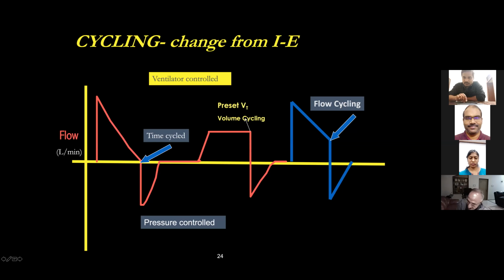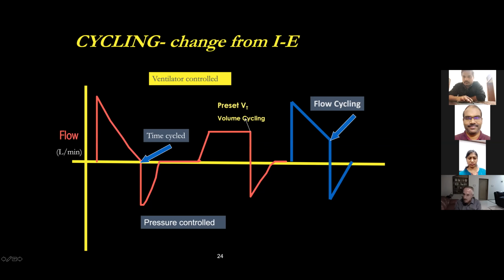If you look at the graphics here, when time cycling is done, the decelerating flow will touch the time line and then the cycling occurs. This is pressure control mode. This is also a decelerating flow, but it is flow cycling. You look at the difference here. It is occurring much above. Can you make out the difference between the first and the third graph? Both are decelerating flows, but the cycling is occurring above the baseline here. This is flow cycling. When it touches the timeline and then cycles, it is time cycling.